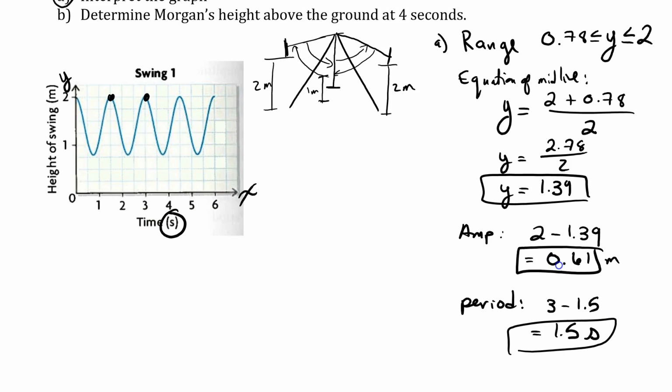So we've done that. Next, determine Morgan's height above the ground at 4 seconds. Literally, what we do is we go to the graph. We hit it right here, and it's going to be at 1 meter.